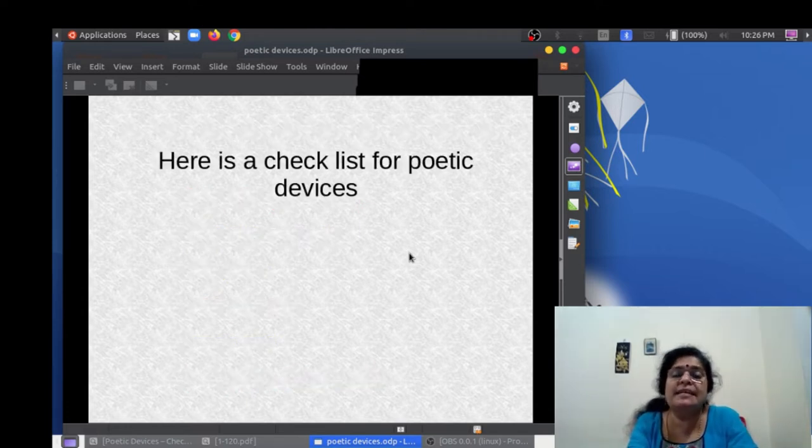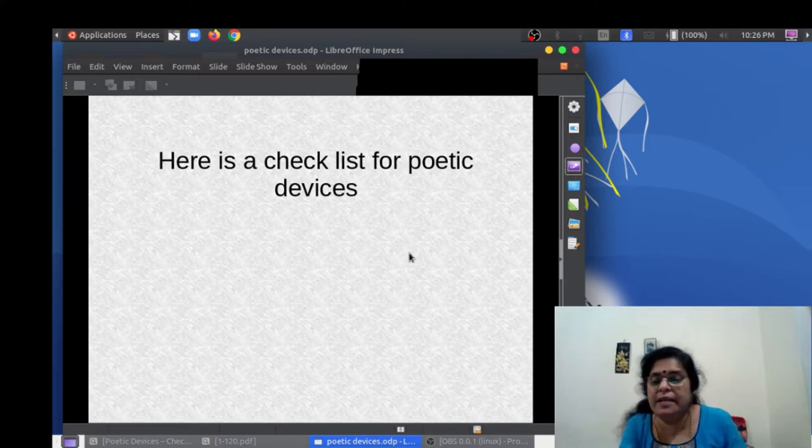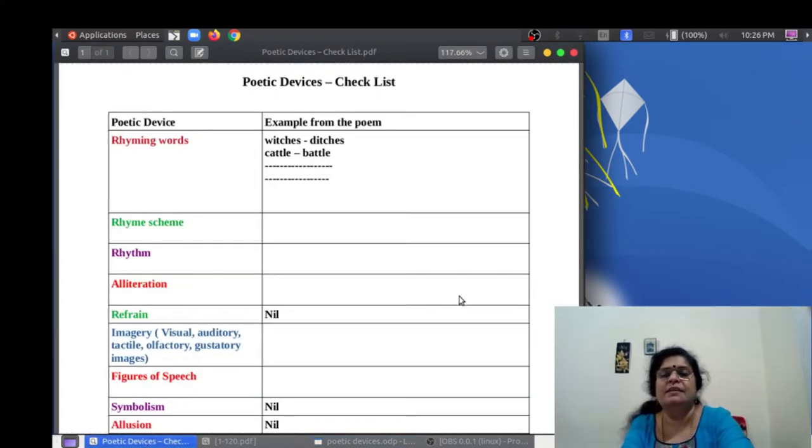And here's a checklist for the poetic devices. Look here. Draw this table in our notebook and write down the examples of poetic devices. Listen, poetic devices checklist. Give this heading. Rhyming words: write down all the rhyming words from the poem. Then rhyme scheme: write down the rhyme scheme of each stanza. Then rhythm: what is the rhythm here and how is the rhythm created? Write down those things. Then alliteration.